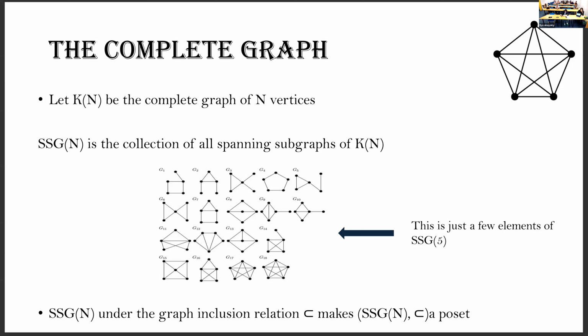On the top right-hand side, you can see this is the complete graph of 5 vertices, when it's not known as an occult symbol.